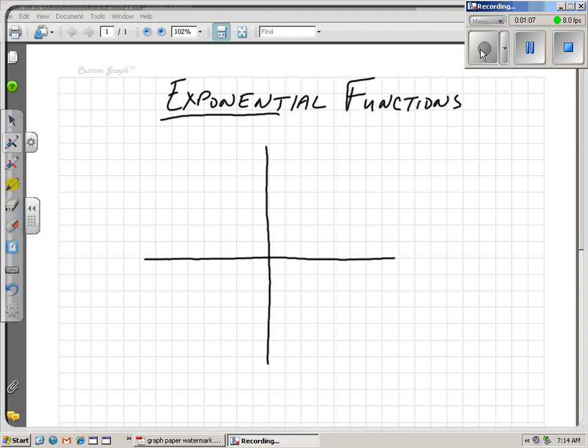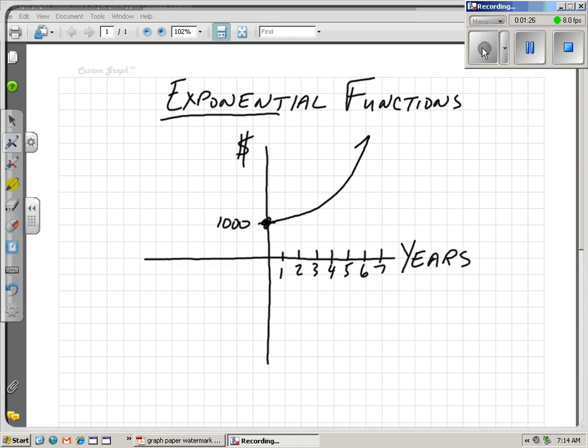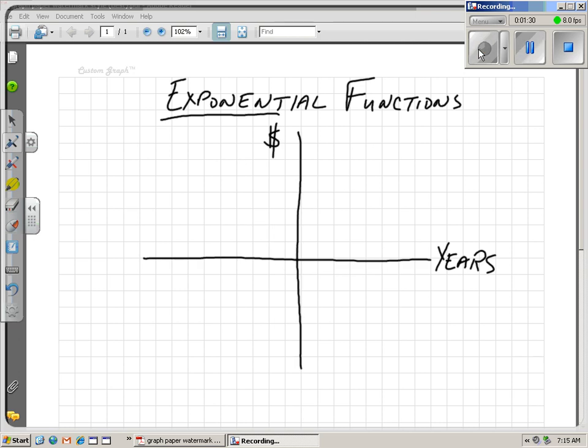So let's mark this dollars in years. And let's say you put $1,000 in the bank. Well, at 0 years you have exactly $1,000. But as time goes by, you have a little more, a little more, a little more, and it starts growing and growing and growing because you left your interest in there. That's exponential growth.